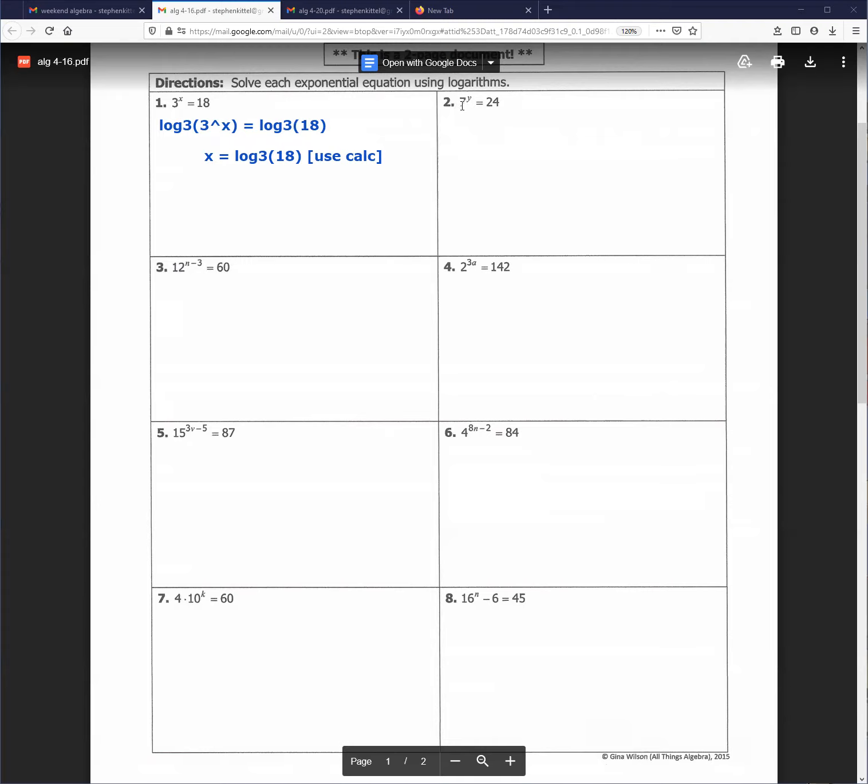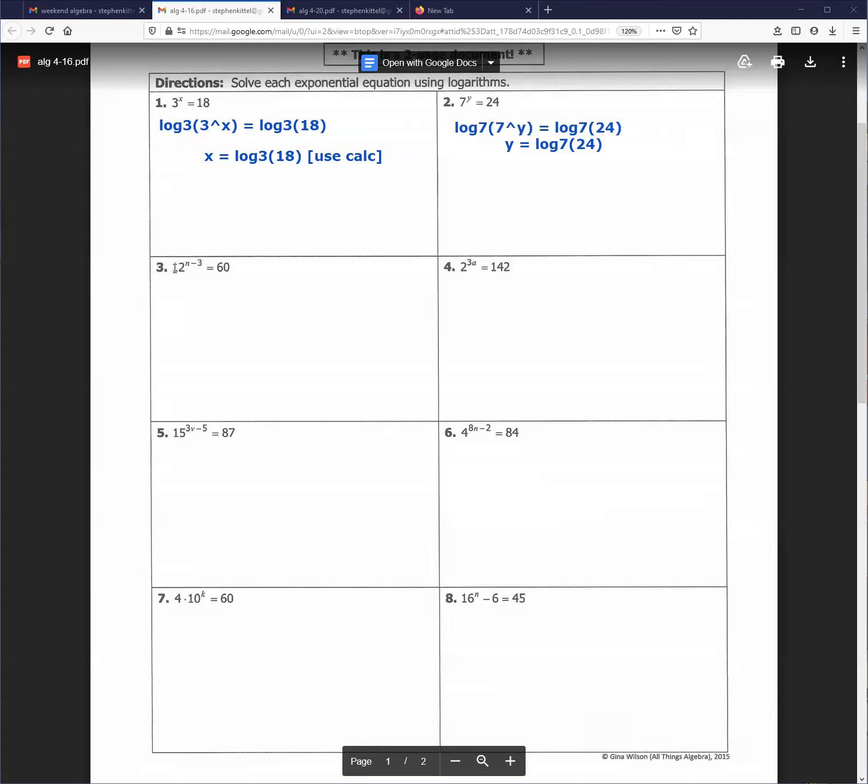So in number 2, the base of our exponent is a 7. Therefore, we're going to apply log 7 to both sides. Log 7 of 7 to the y equals log 7 of 24. Therefore, when we cancel, we get y equals, and then whatever log base 7 of 24 is.